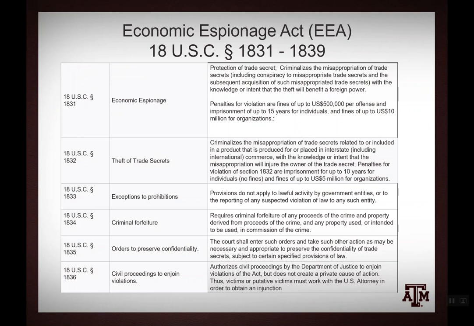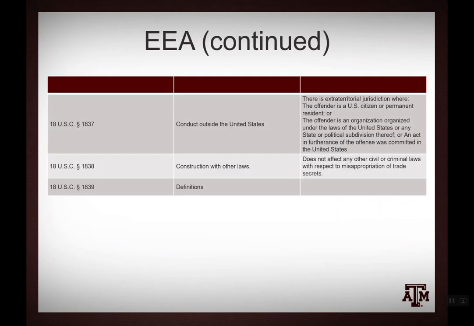Now, Section 36 is interesting because it authorizes civil proceedings to enjoin the violations. Enjoin means stop. But it doesn't create a private cause of action. So if I'm taking your trade secret and working with it and you want me to stop, you want to obtain an injunction. It's called equitable relief. But to do that, you can't do it yourself. In most civil proceedings, if this were a patent, you could go to a federal judge to try to get an injunction. But under this law, you have to go through the Department of Justice. Very important aspect of this law.